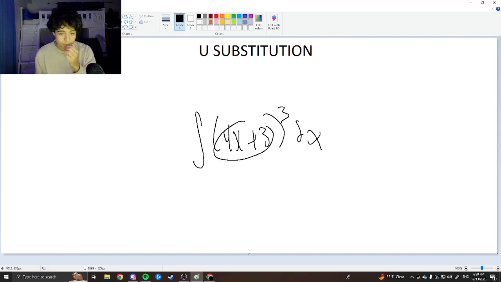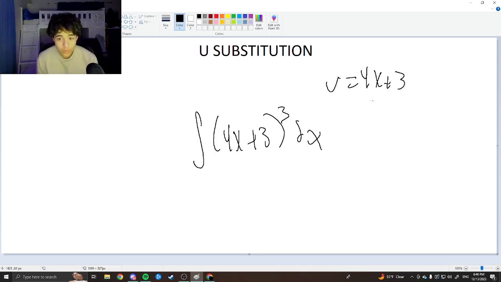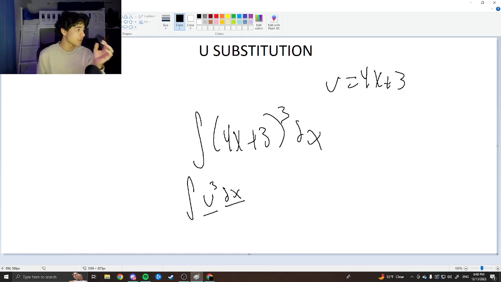You take this right here and you go, I don't want to deal with that. So you create a variable called u and you make it 4x plus 3. Now, if u equals 4x plus 3, and we're trying to integrate this, we can make it integral, u to the third power dx. See what I'm saying? But problem is, we have a u and we have a dx, and those are not the same variable.